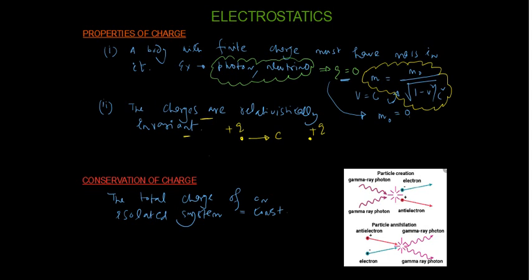So here I am specifically talking about total charge, and that too of an isolated system. What do we precisely mean by this term isolated system? It means that it is not in contact with any other subsystem with which it has a tendency or a chance of leaking charge to the surrounding, right? So that means here I can write Q total, that is for an isolated system, is equal to constant.